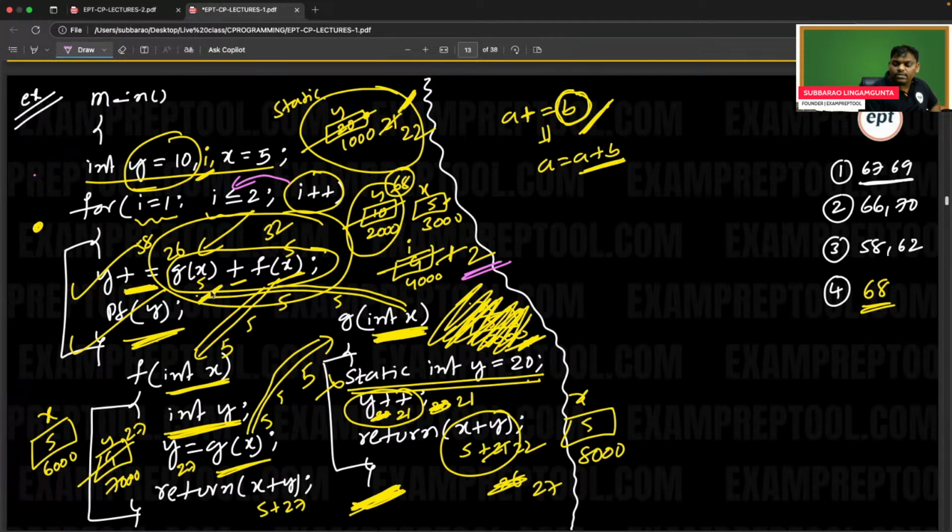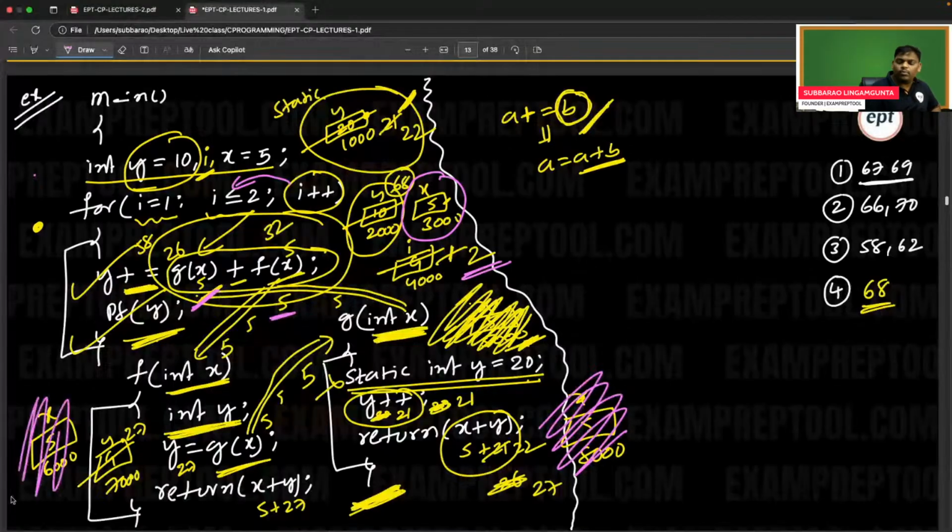So g of x is called. What is the x value as of now? 5. 5 will go. Remember, this function is already over and popped out. This function also is already over and popped out. All local variables will be popped out. But remember, the static variable is not popped out. And main also is not popped out because main is not over. Now see this one. From the main, g of x is called. x value 5 is coming. Again, same story. x memory will be created again.